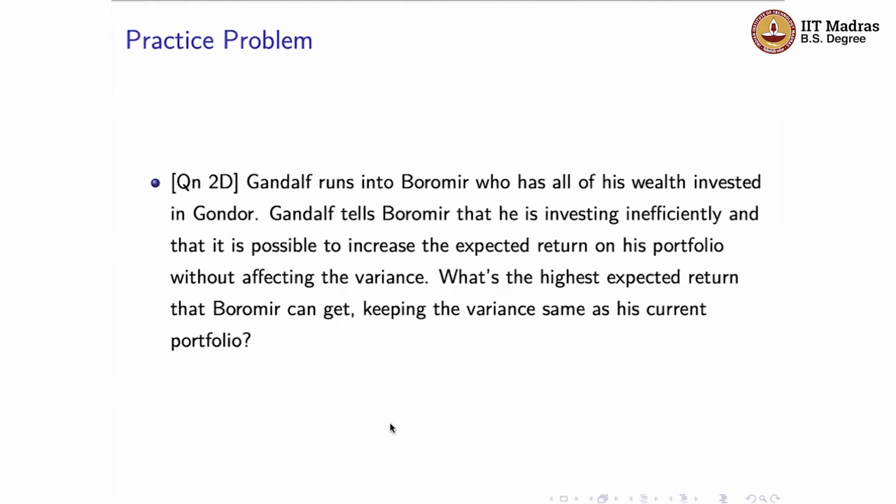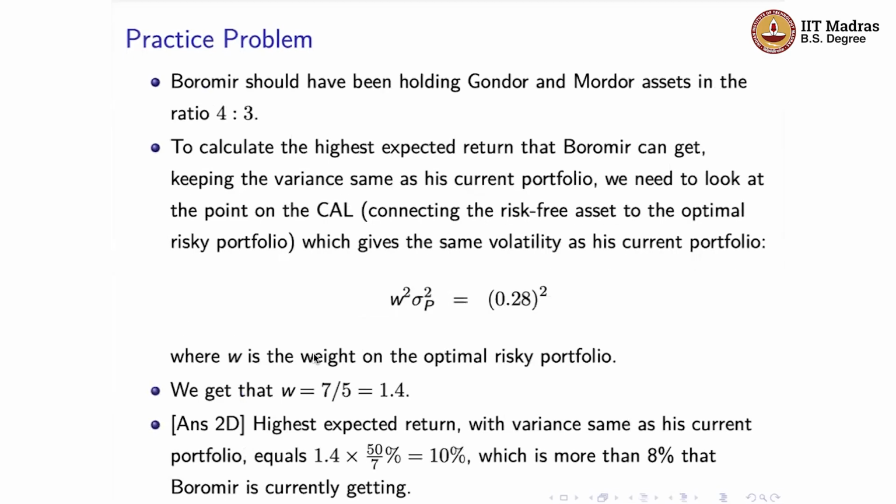So the question that we want to answer is, what's the highest expected return that Boromir can get, keeping the variance the same as his current portfolio? Okay, now why do we know that? Why did Gandalf immediately know that Boromir was doing something incorrect? Because we already know that since Boromir is holding a risky asset, he should have been holding Gondor and Mordor assets in the ratio 4:3. So that's one thing that already told us that he is doing something wrong. But the question asks us to go a bit beyond, and also to calculate what the expected return should be that he can get optimally.